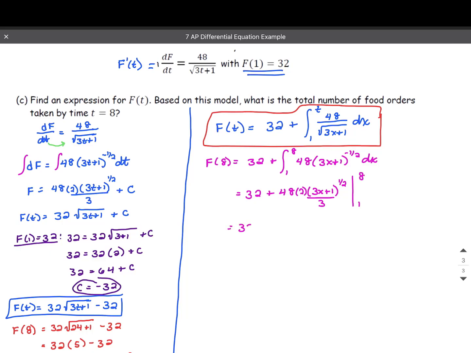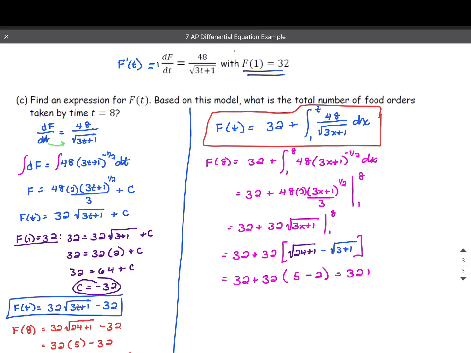So that means we have 32 plus 32 times the square root of 3x plus 1 evaluated from 1 to 8. So we have 32 plus 32 times, and we substitute in the 8: 3 times 8 is 24, plus 1 under a square root, minus the square root of 3 times 1, which is 3, plus 1 under a square root. So now we have 32 plus 32 times, 24 plus 1 is 25, and the square root of that is 5, minus 3 plus 1 is 4, and the square root of 4 is 2. So we have 32 plus 32 times 5 minus 2, which is 3. We are at 32 plus 96. We have our answer: 128.